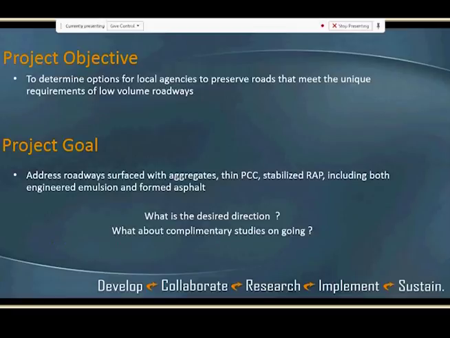So address roadway surface with aggregates, so a gravel road. It does say thin PCC, stabilized wrap, including both engineered emulsion and foamed. I think that's asphalt, not formed asphalt. But I think we're really looking at gravel roads and what we're putting on there. And that has to be defined. So the goals and the tasks are not well defined for this study yet.